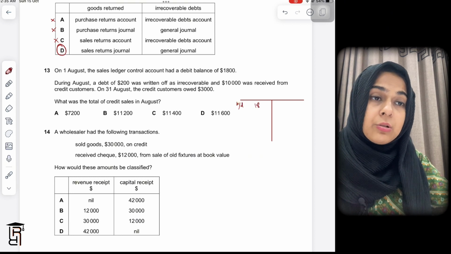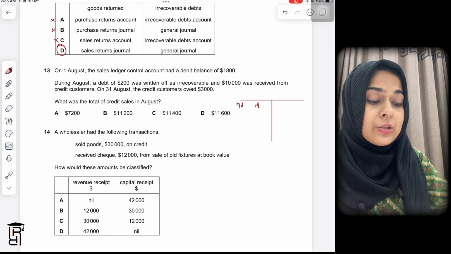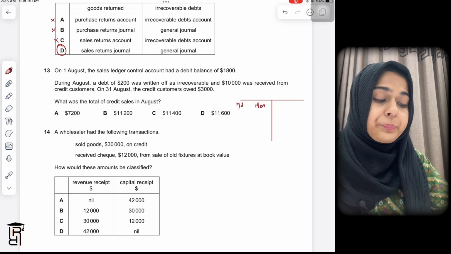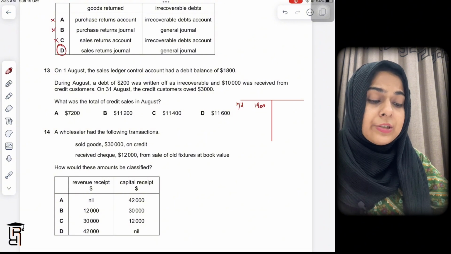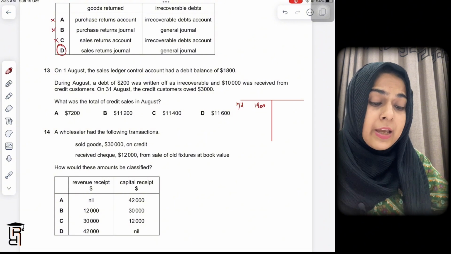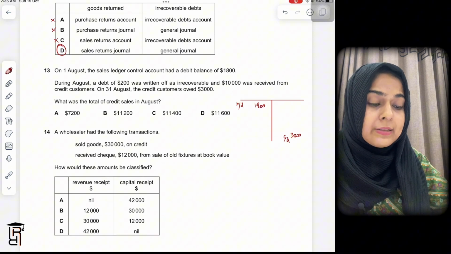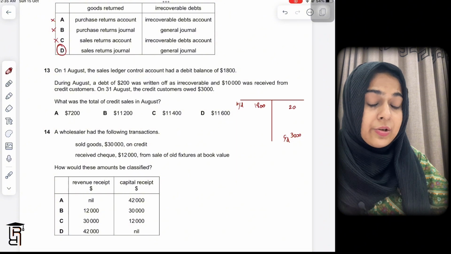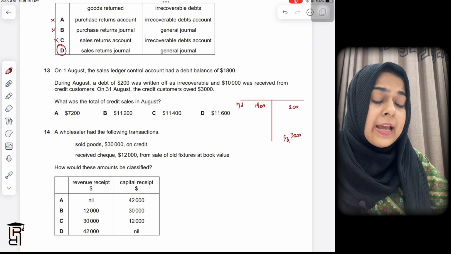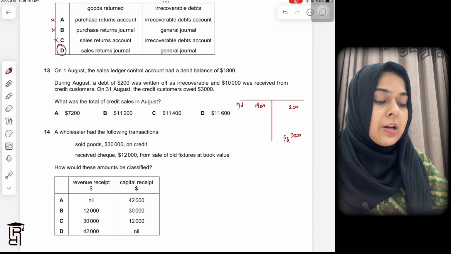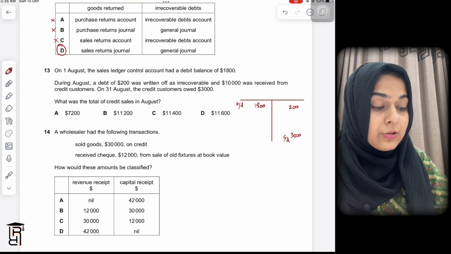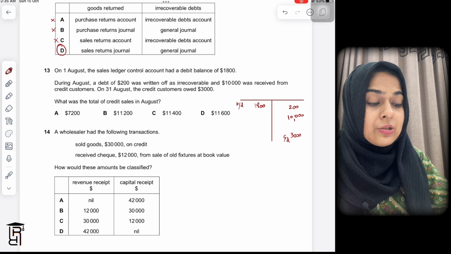Basically sales ledger control account is the total of trade receivable account. So the balance brought down here is the total trade receivables at the start of the month, and the balance carried down here is the total of trade receivables at the end of the month. This is your balance carried down. Irrecoverable debts will come here because irrecoverable debts decrease your trade receivable balance, and when your credit customers pay you, that also decreases your trade receivable balance. So that will come on the credit side of this account.